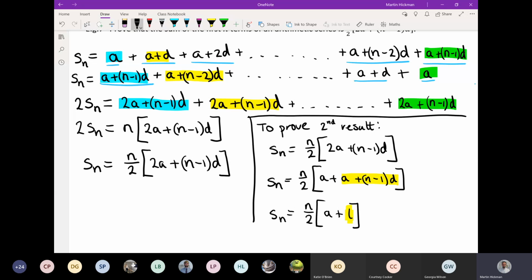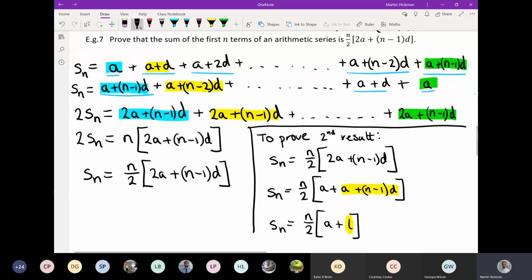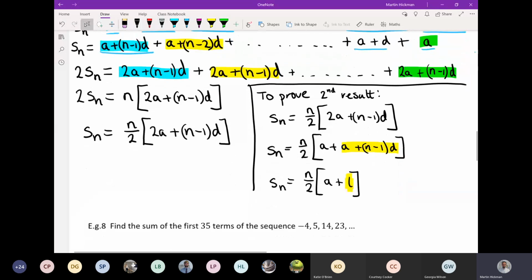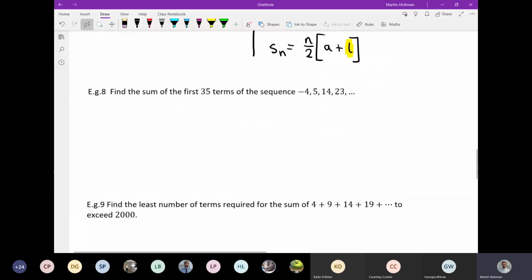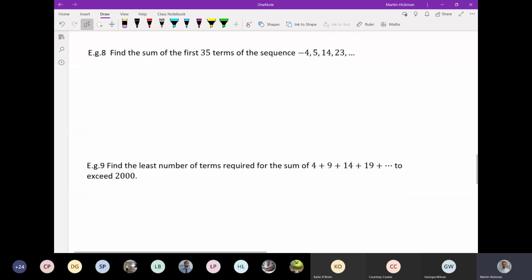So sometimes you might be asked to prove that second result. And it might say, given that Sn equals n over 2 bracket 2a, etc., prove that it equals n over 2 times a plus l. So that's quite a tricky proof there. So please do let us know if you do have any questions on that. But what we're going to get onto now is actually using these formulae.